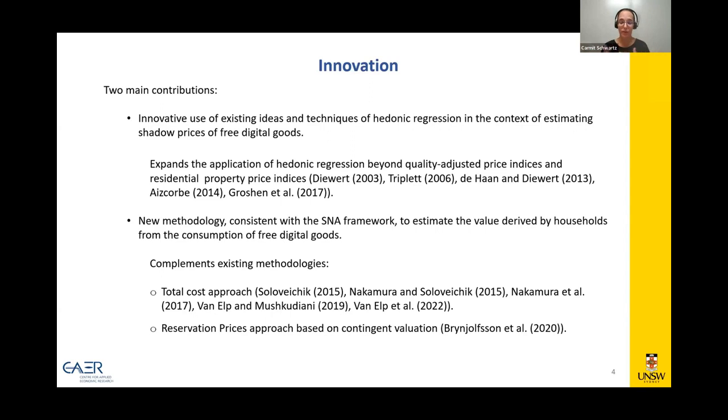Now, while this work addresses the problem of new goods, it has one major limitation. It cannot be used to evaluate the impact of free digital goods on real household consumption from period to period. You can only compare any given period with the period before the good was introduced into the market. And John's paper complements this work by actually offering a methodology that estimates the impact of free digital goods on household consumption once they're introduced into the market and allows period-to-period comparisons.